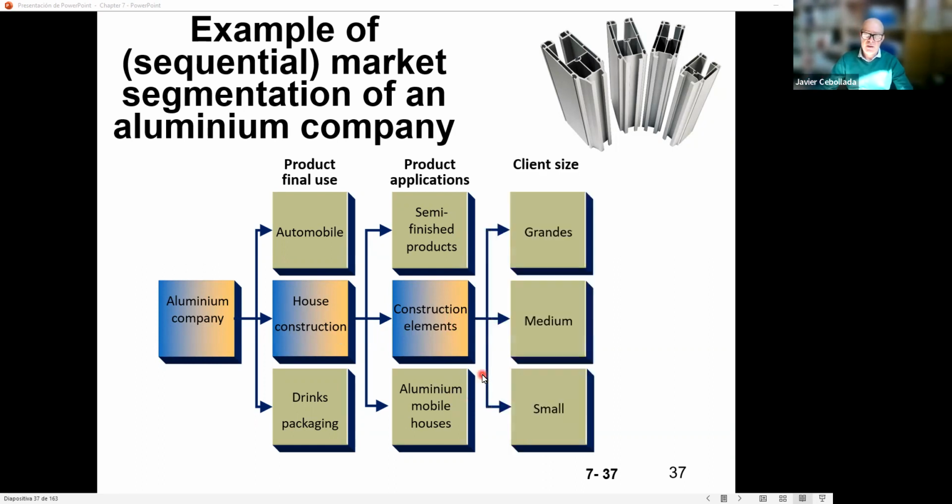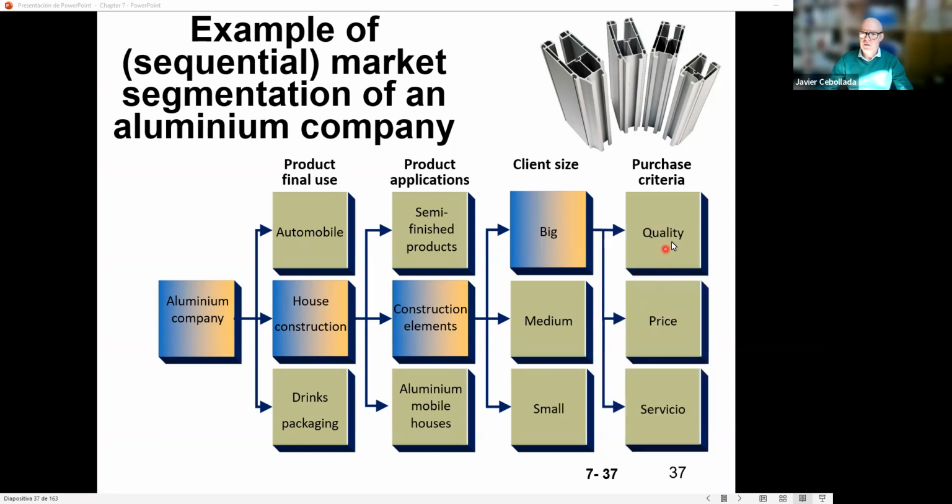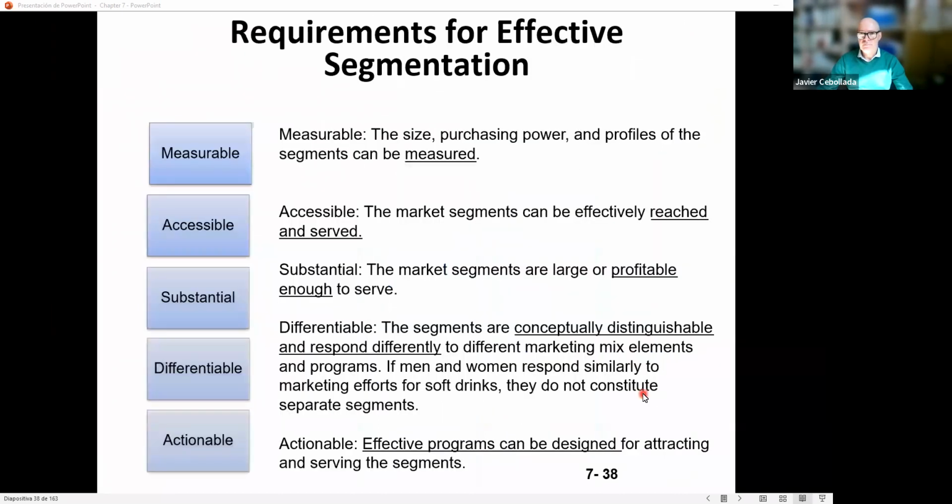And the same, we can go further into a more granular segmentation, and we can divide, for example, those customers who use the aluminum for construction elements, who might be of different sizes, like big, medium, or small. Okay, and even going further, taking into account the purchase quality. So at the end, there may be many different segments, each of them requiring a different combination of marketing. Okay, I leave this for you to study by yourself.